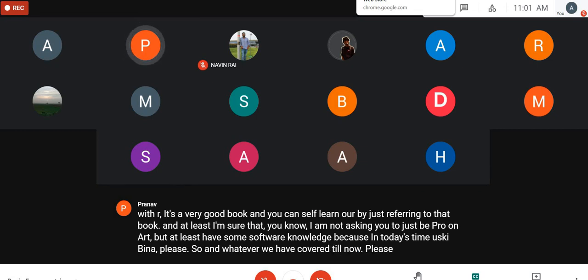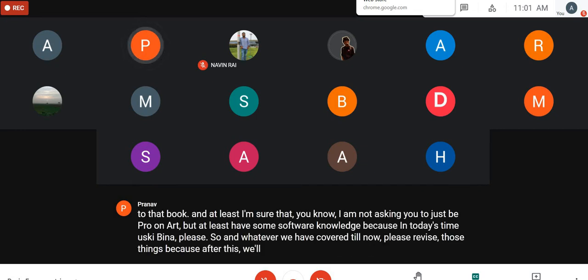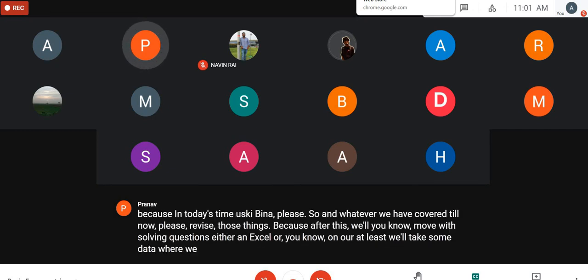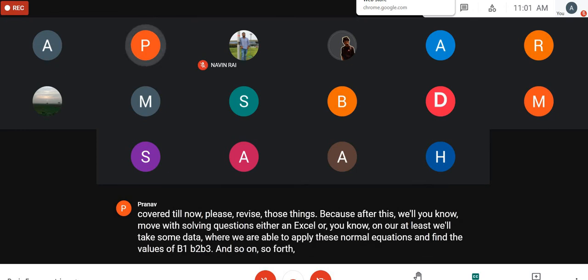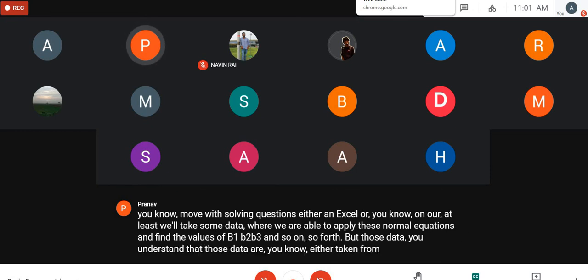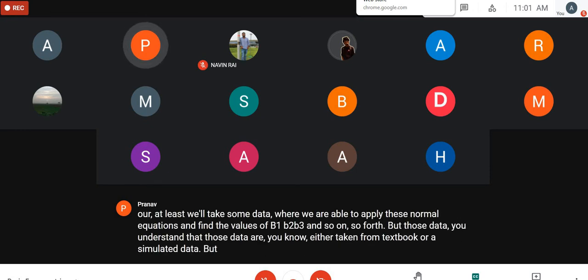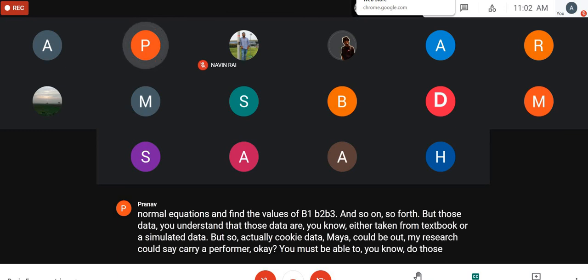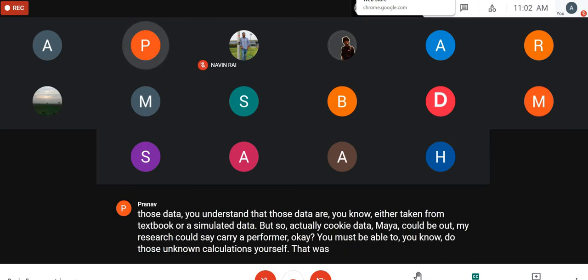And whatever we have covered till now, please revise those things, because after this we'll move on to solving questions either on Excel or on R. We'll take some data where we are able to apply these normal equations and find the values of B1, B2, B3 and so on. But you understand that those data are either taken from a textbook or are simulated data. When you work with your own data, or carry out your own research, you must be able to do those unknown calculations yourself. That is the purpose I have as far as this course is concerned.